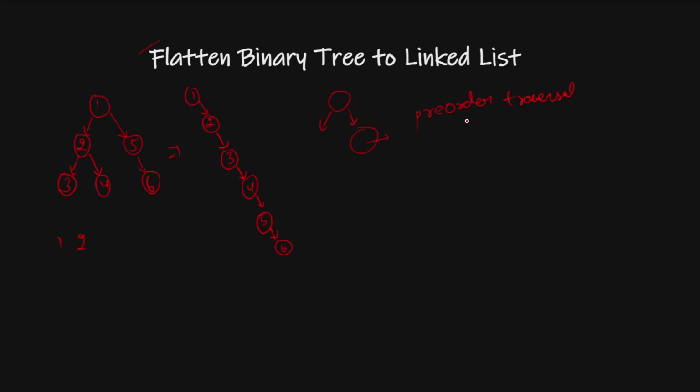So pre-order is simply first we go to root, then we go to left, then we go to right. So here this is my root. So first root, then left, and then right. Right is 5, 6. So this is how my order will be, and this is how my list is looking. So you can see that all left is null and all right is its next element.